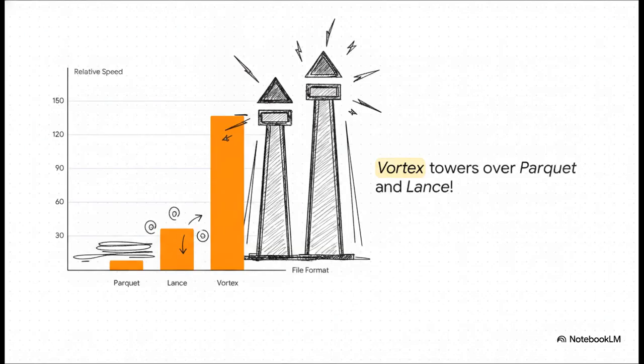And this brilliantly illustrates the current landscape for random access speeds. Parquet sets the baseline at 1x. Lance, which is a specialized custom format designed specifically for AI workloads, definitely improves on Parquet. But Vortex absolutely towers over both of them, delivering that incredible 137x performance multiplier.